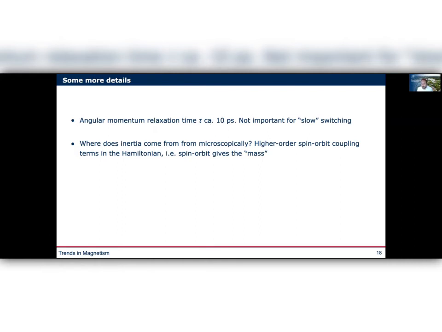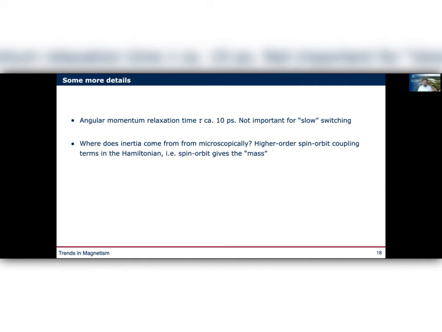I think since it's so new, we are learning how to write this. But let's say the 10 picoseconds here is like 300 femtoseconds in the other convention. What is important here is that this is not important for slow switching. As long as you do this switching in hundreds of picoseconds, like in the data centers, you're fine. You can use the LLG without the inertial term. But when you go fast and ultra fast, like we do now, you cannot neglect it.